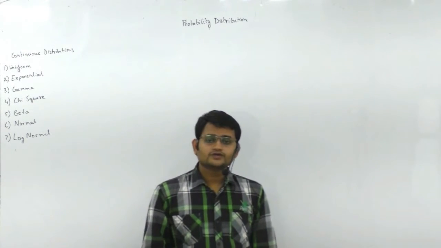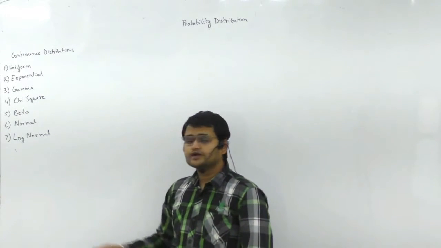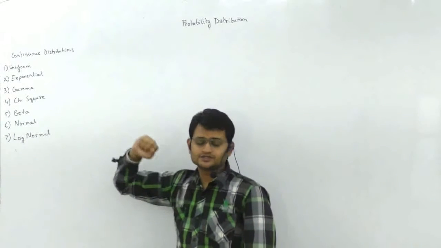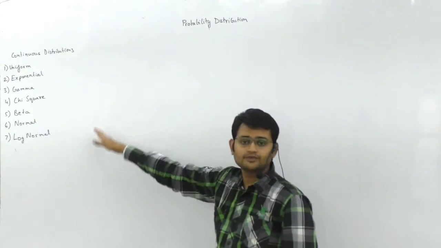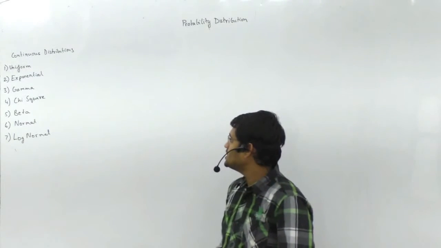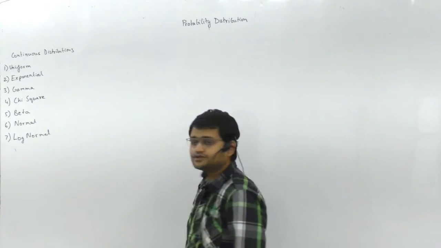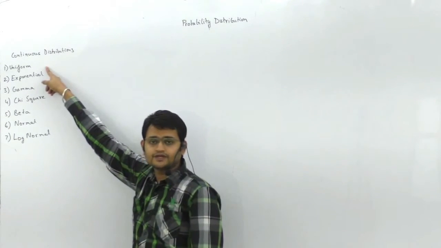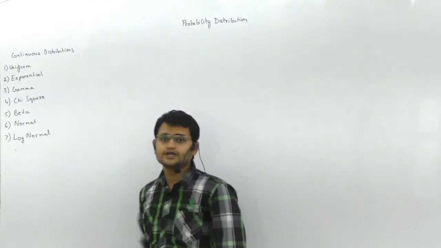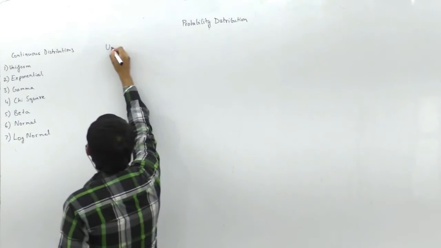Today we are going to start with continuous distributions. Now we are going to study 7 continuous distributions, but the continuous distributions are not limited only up till these 7 distributions, but these are the most widely used continuous distributions. Now we studied uniform distribution in discrete as well as we are going to study in continuous. Let's start with uniform.